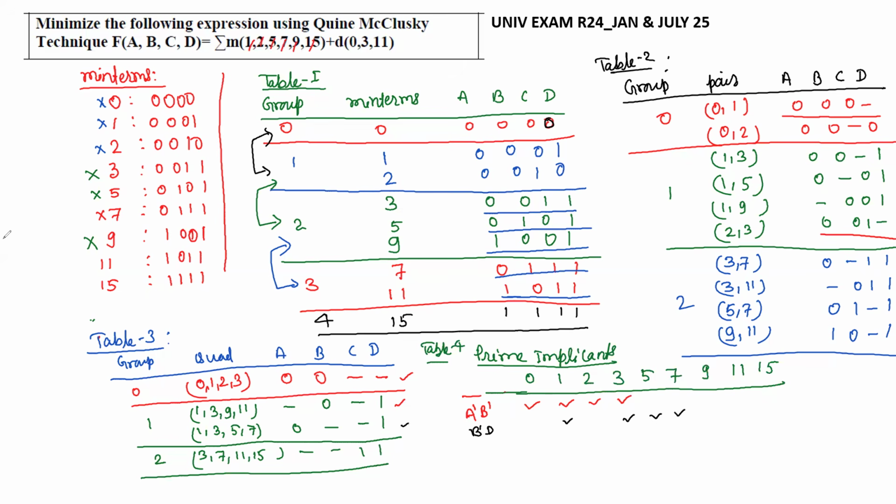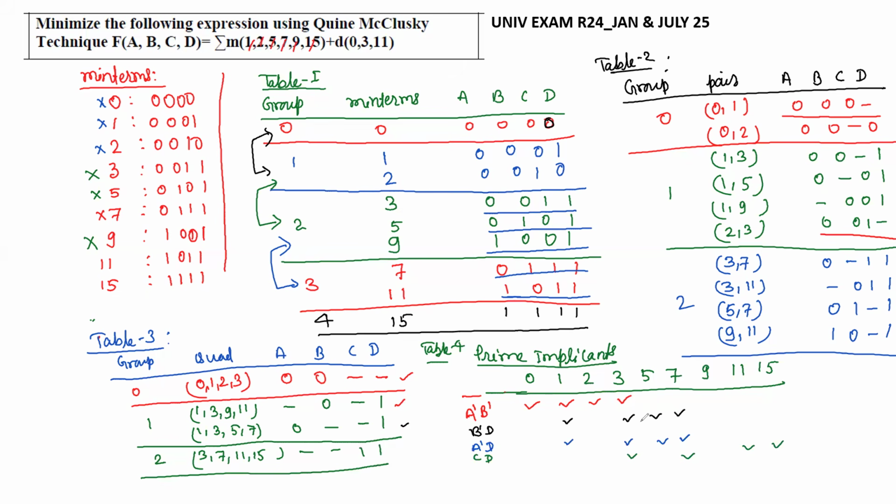For the third one, we have A dash and D. This covers the min terms 1, 3, 5, 7. The last one is CD. That covers the min terms 3, 7, 11, 15. Here, for the second one, B dash D, maybe we have missed something.